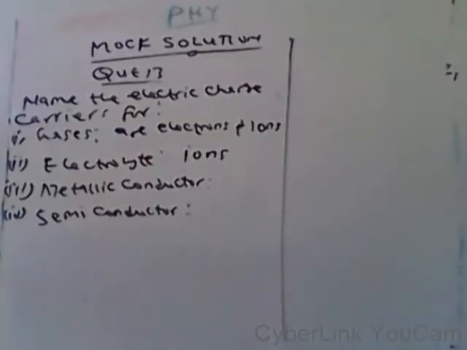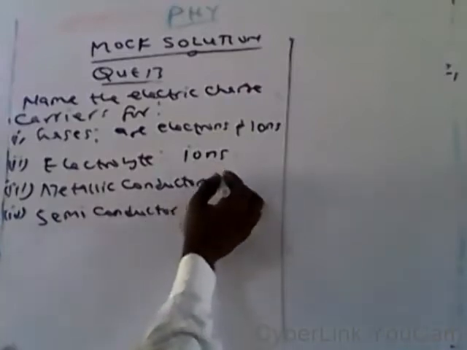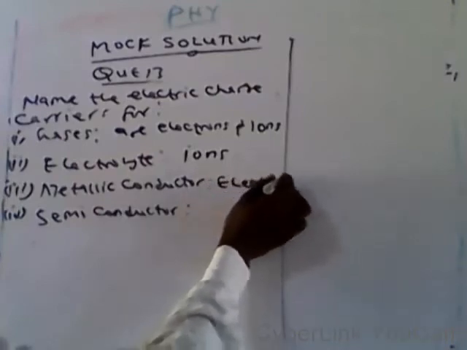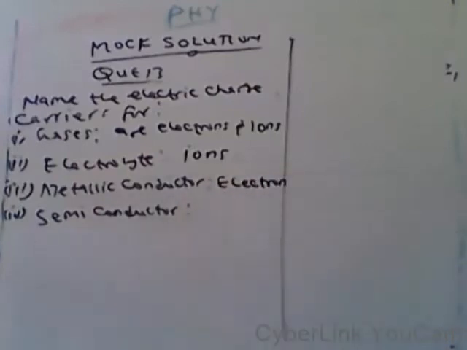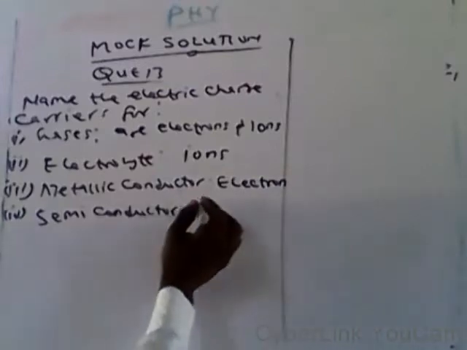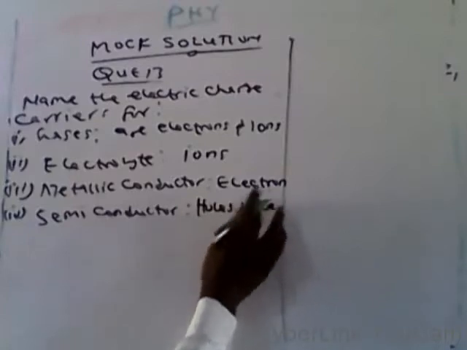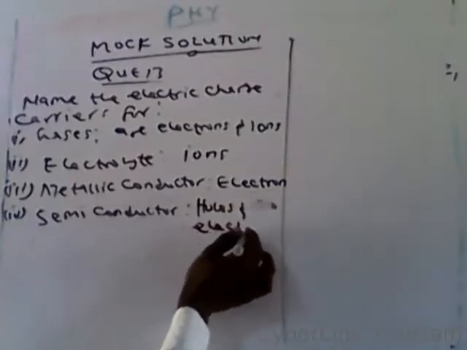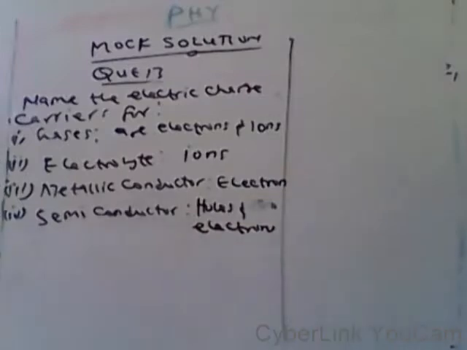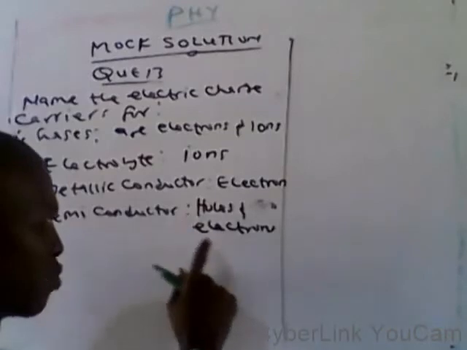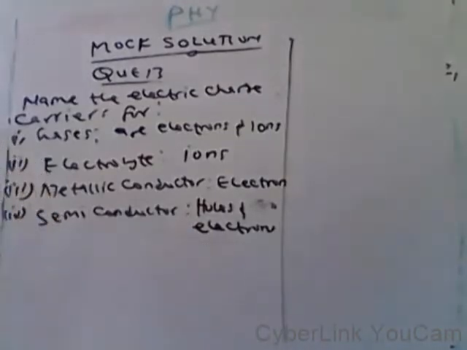For metallic conductors, the charge carriers are electrons. While for semiconductors, the charge carriers are holes and electrons. Don't forget, a hole is a positively charged particle, while an electron is a negatively charged particle. So that is that for question 13A.